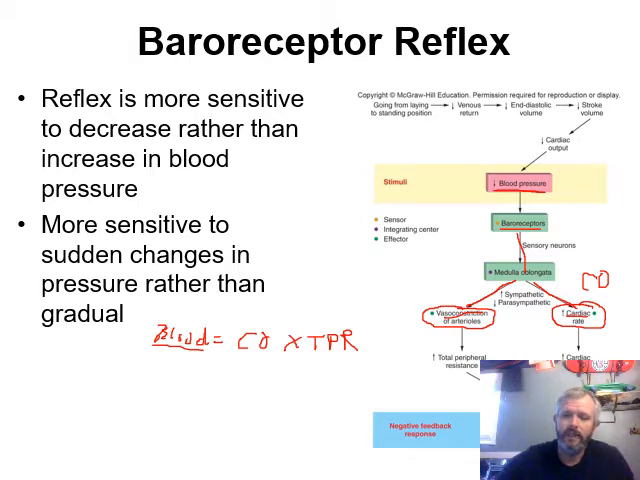So now we'll look at how we actually measure this blood pressure and what we would be doing if we were in lab to measure the blood pressure.